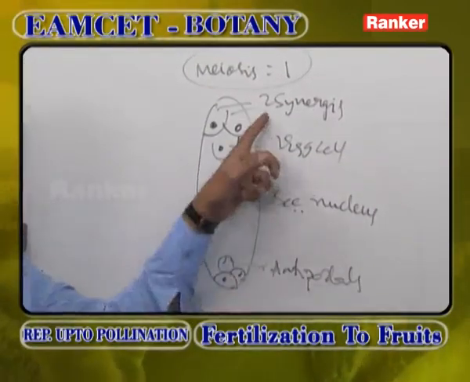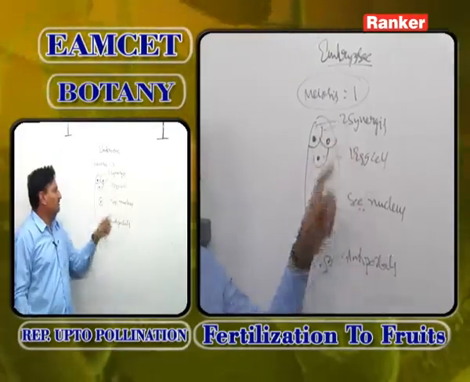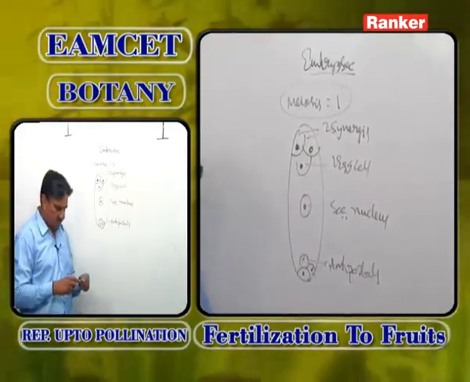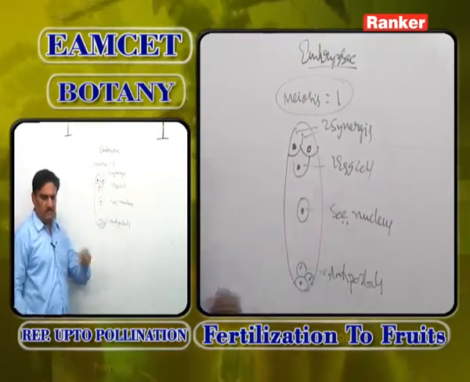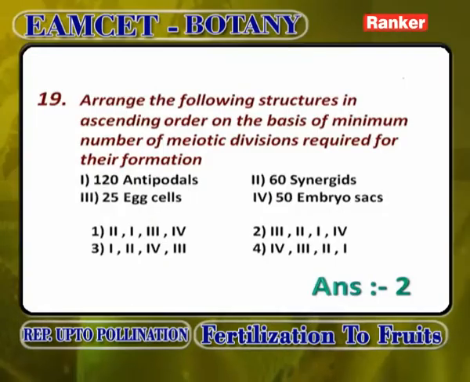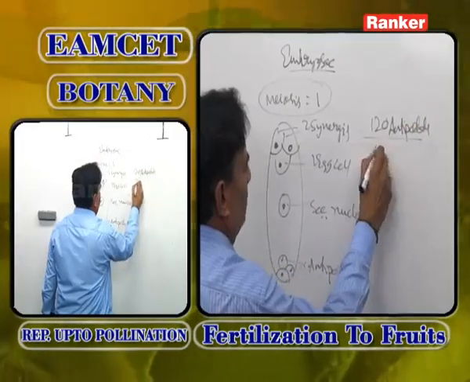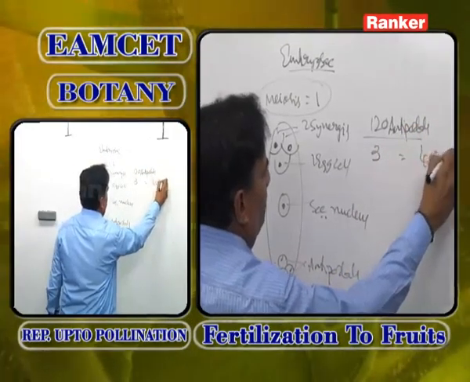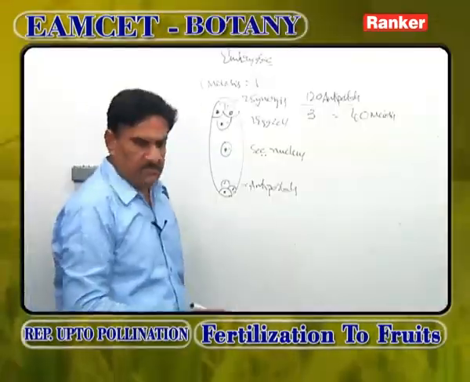For producing two synergids, 1 meiosis. For producing one egg cell, 1 meiosis. For producing one secondary nucleus, 1 meiosis. For producing 3 antipodals, 1 meiosis. So, here 120 antipodals. 120 antipodals means for 3 antipodals 1, so 40 meiotic. 120 antipodals means 40 meiotic.